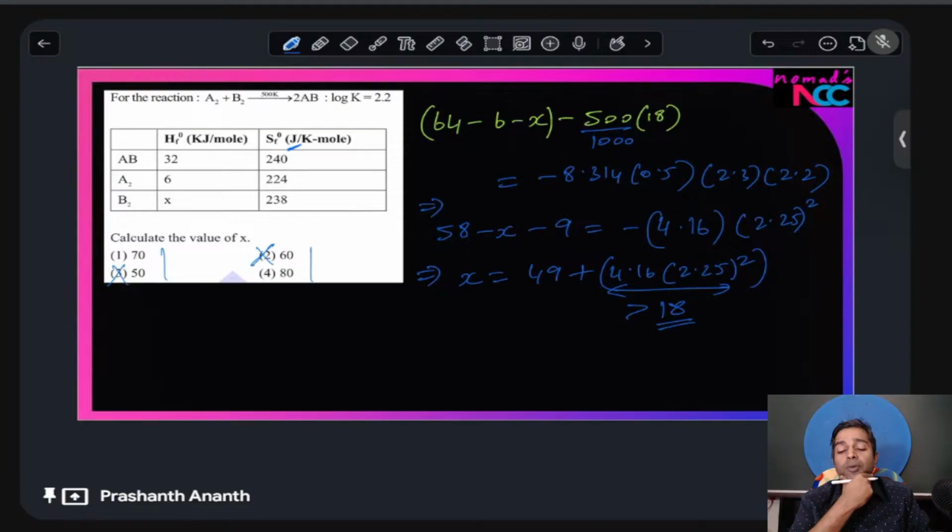So it's going to be 49 plus, well, 5 squared is 25. So it is not going to be more than 25, it is going to be less than 25. So it's 49 plus something less than 25, but mostly something greater than 18. So the answer has to be 70. It cannot be 80. Answer has to be 70 in this particular case.